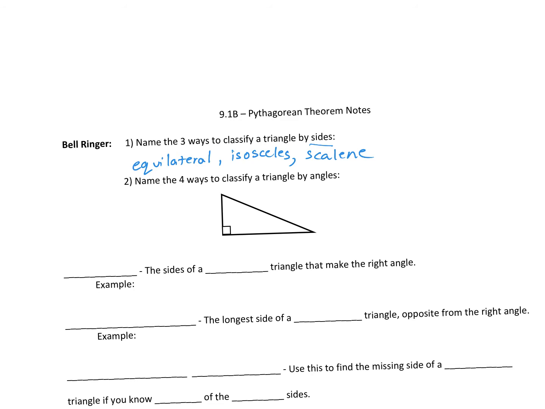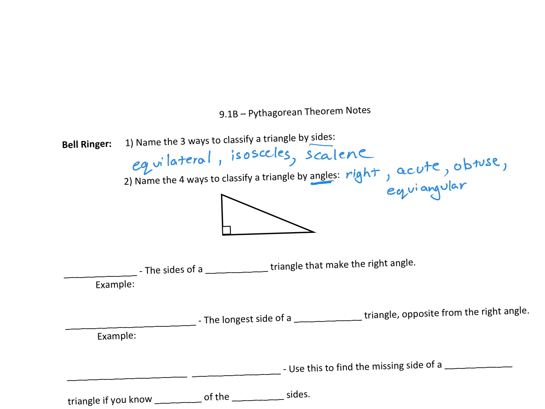Okay, next one. Name 4 ways to classify a triangle by angles. Keyword: angles. So there is a right angle triangle, or you can have an acute triangle, or you can have an obtuse triangle, or the last way, which we don't usually use often, equiangular, which is just another fancy way of saying all the angles in the triangle are the same, and all equiangular triangles are also acute triangles.